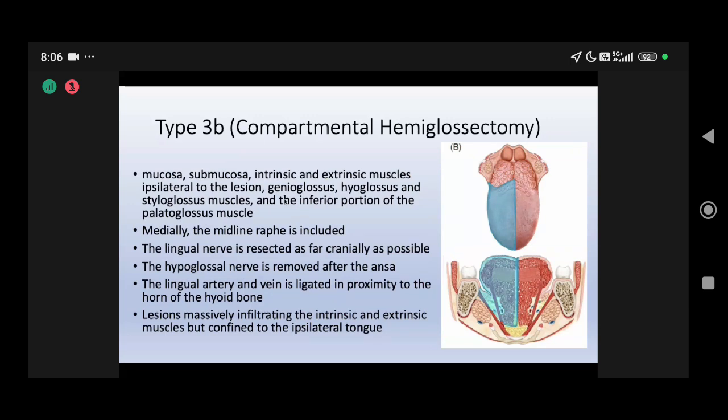Type 3B or compartmental hemiglossectomy involves mucosa, submucosa, intrinsic and extrinsic muscles of the ipsilateral side of the lesion, genioglossus, hyoglossus, styloglossus muscles, and the inferior portion of the palatoglossus. Medially, the midline raphe is included. The lingual nerve is resected as far cranially as possible. The hypoglossal nerve is removed after the ansa. The lingual artery and veins are ligated in the proximity to the hyoid bone, and a lesion massively infiltrating the intrinsic and extrinsic muscles but confined to the ipsilateral side needs this type of glossectomy.